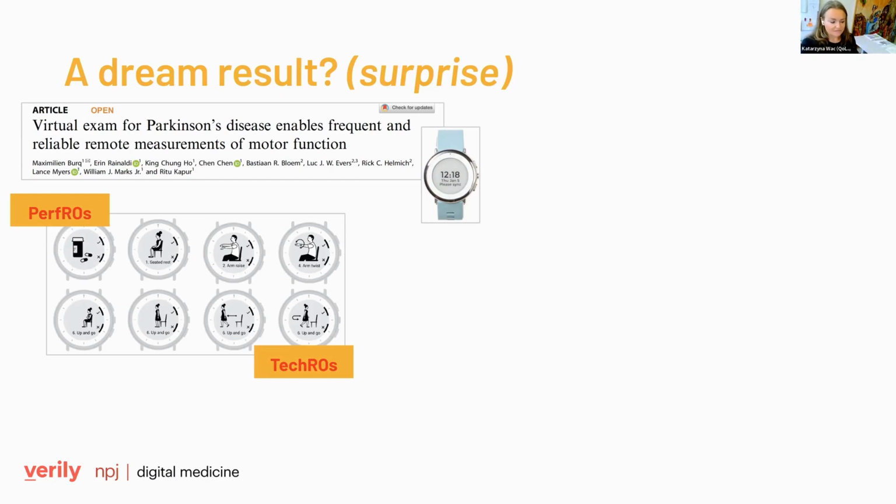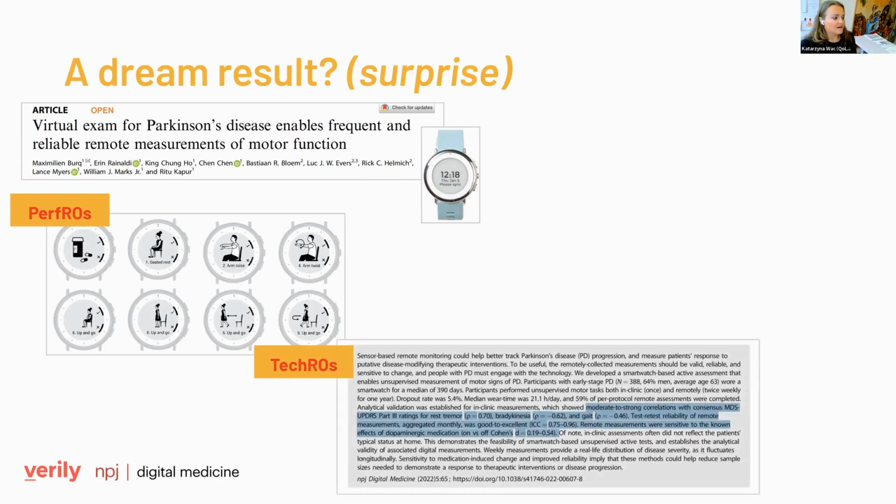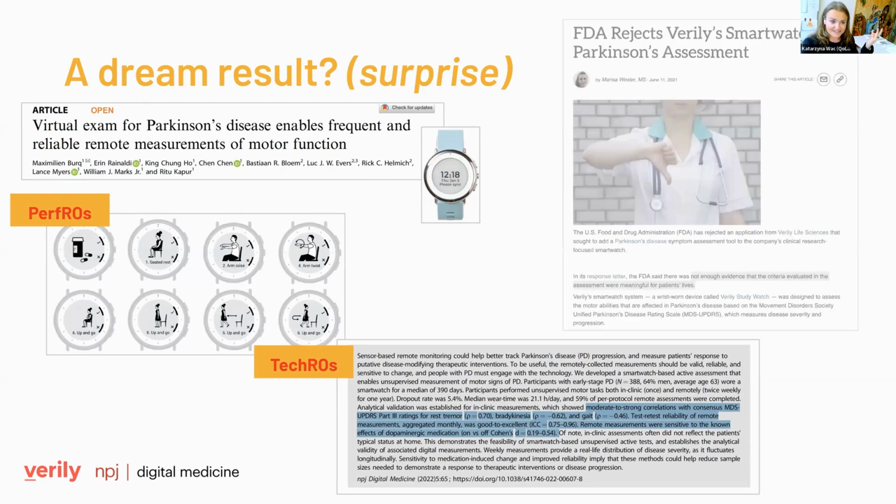And then the device itself is the tech raw, there was acceleration, there was analytics, algorithmic, and it showed very high, moderate to strong correlations with this consensus perf raw, right? I told you the perf raw was the second box on the right. So you may say, this is great, they correlated very highly, then they get these devices, they deploy it, and the Parkinson patients could be evaluated from the perspective of the performance. And then what happens?